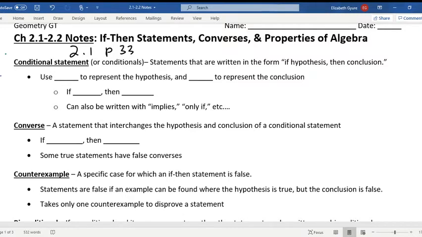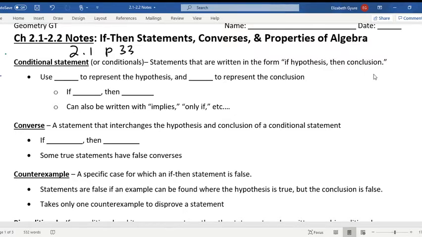some important things about mathematical statements. So our first special kind of statement is called a conditional statement, or sometimes you'll just see it called a conditional. These are statements that are written in if-then form. In other words, we say if our hypothesis, then our conclusion. So if, whatever you want your hypothesis to be, then your conclusion, and that's our phrase.